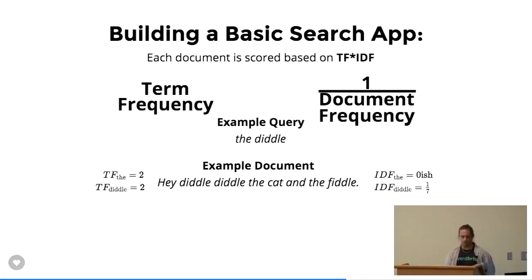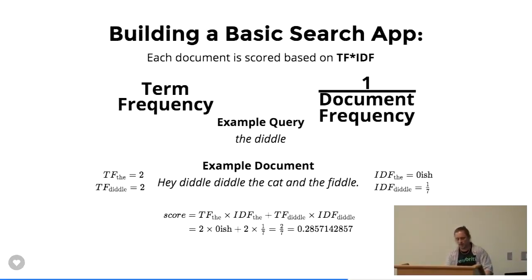So when you finally are figuring out the total score of this document against this query, you put all those pieces together. The score is the TF-IDF score for "the" plus the TF-IDF score for "diddle." Just to be a little bit redundant: TF of "the" is 2, IDF of "the" is 0, so that goes away. TF of "diddle" is 2, and IDF is 1/7, and so you get the final result of 2/7, which is 0.2857, and so on.